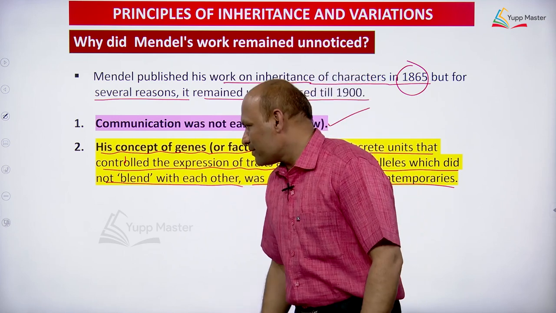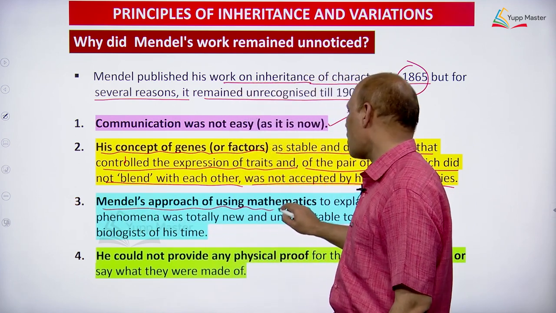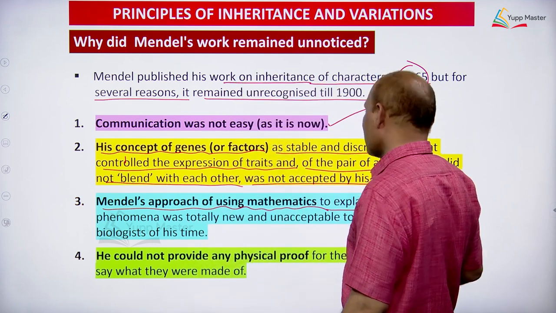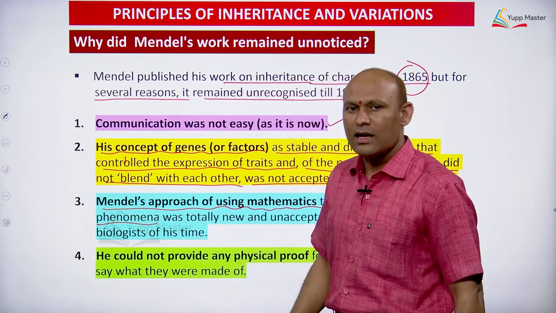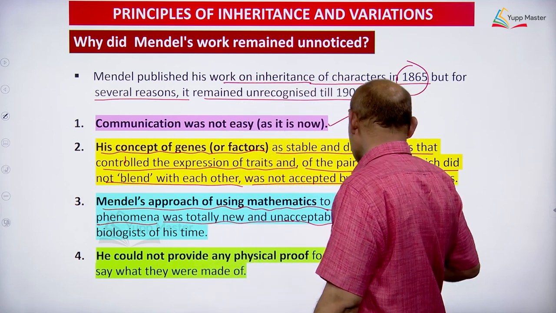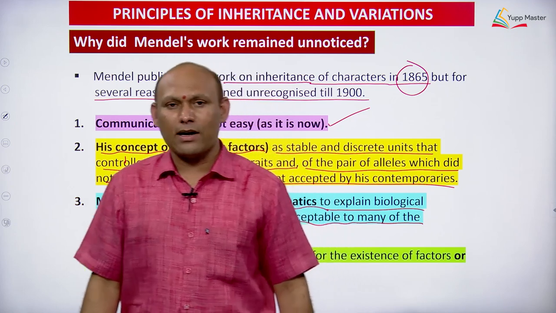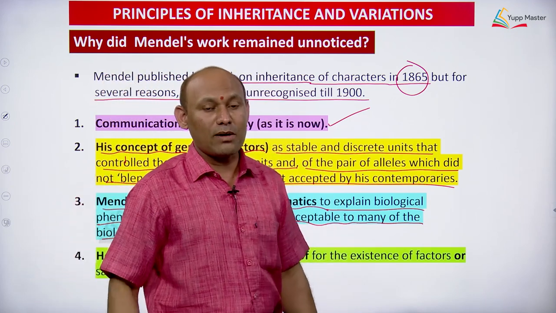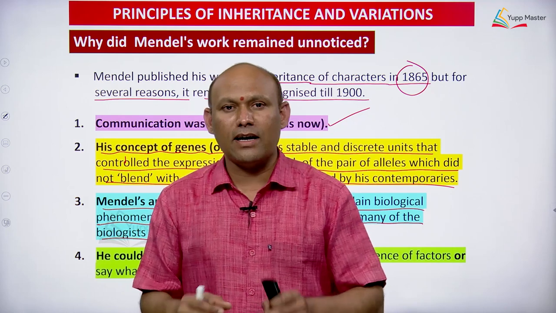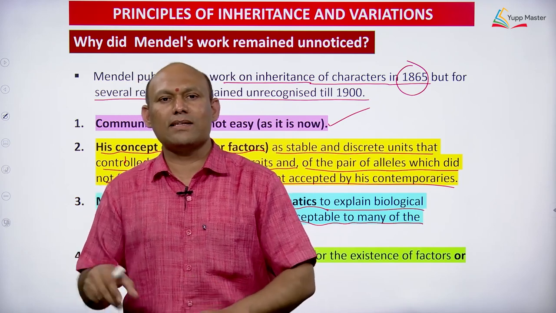Another most important reason I would like to give you here is Mendel's approach of using mathematics to explain biological phenomena, meaning processes, dear students. Phenomenon is singular, phenomena plural. This was totally new and unacceptable to many of the biologists of his time. Mendel was very methodical, very intelligent. He studied mathematics, physics, natural science and biology, and he started analyzing his experiment results, applying mathematical principles to analyze his results.